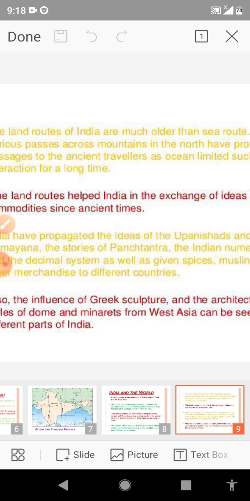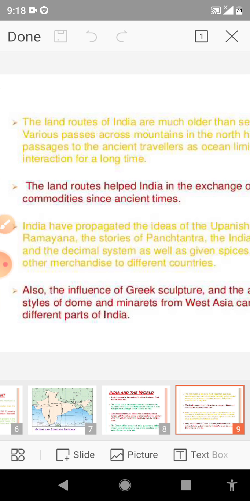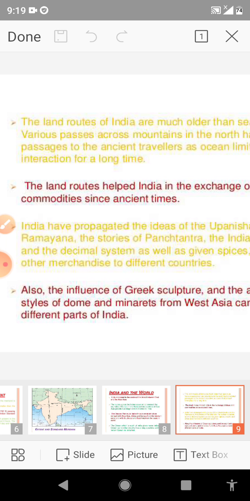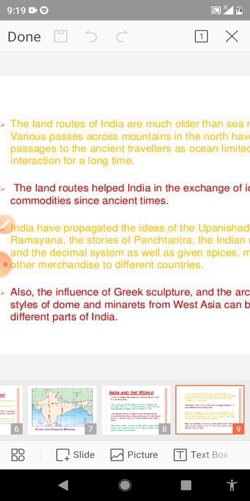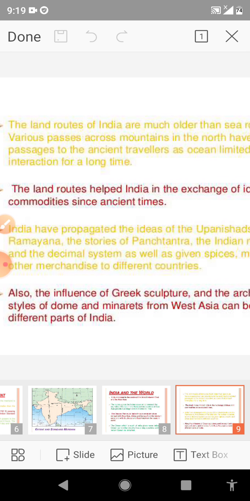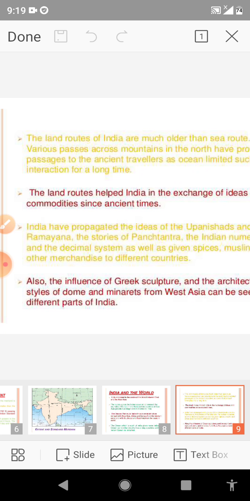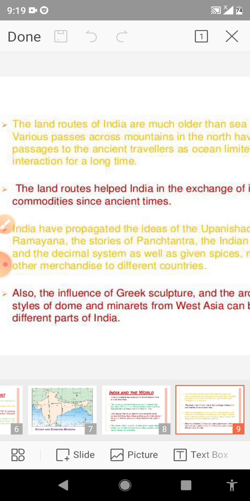After that, we'll discuss another benefit we are getting due to the strategic position of our country. Due to the strategic position, we have been able to maintain our trade and cultural relationship with the other countries of the world. If we take the example of land routes, they have played an important role since time immemorial, or you can say the primitive time.